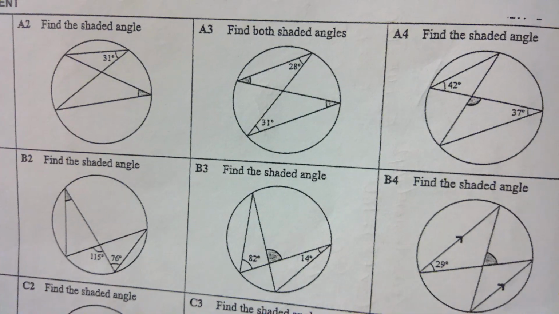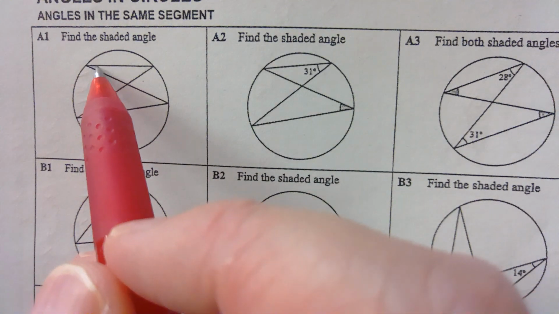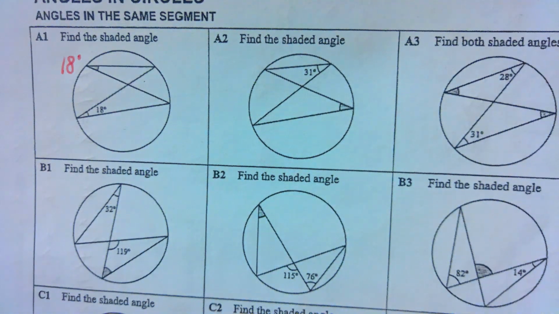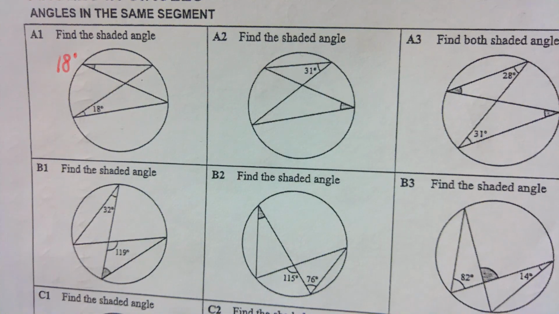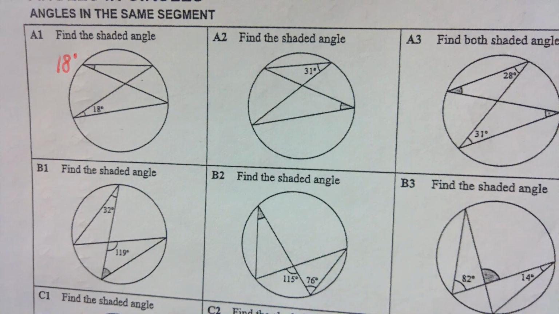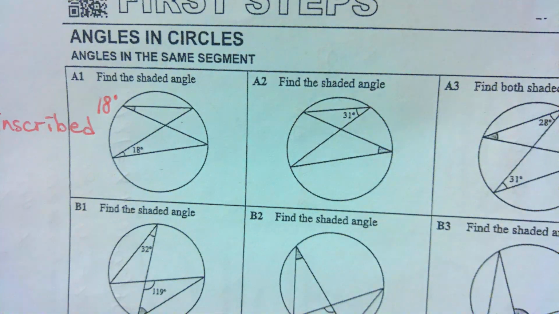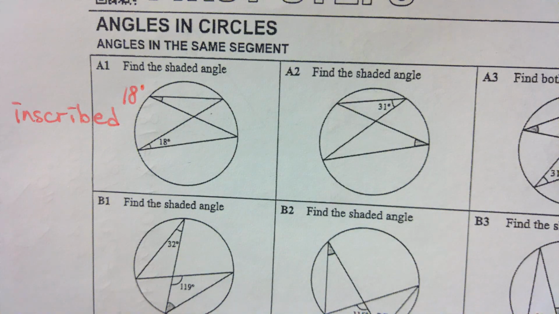The circle ones. Okay, let's take up some of these circle ones. So first one is easy. A1. What is this angle right here? 18. Why? What's your justification? That's the answer, but the reasoning. It's an inscribed angle. Do you need to know the spelling? Yes. Okay. What about this one?